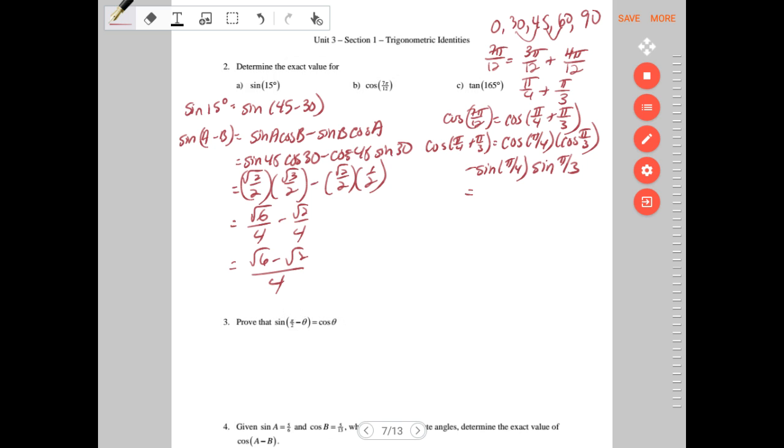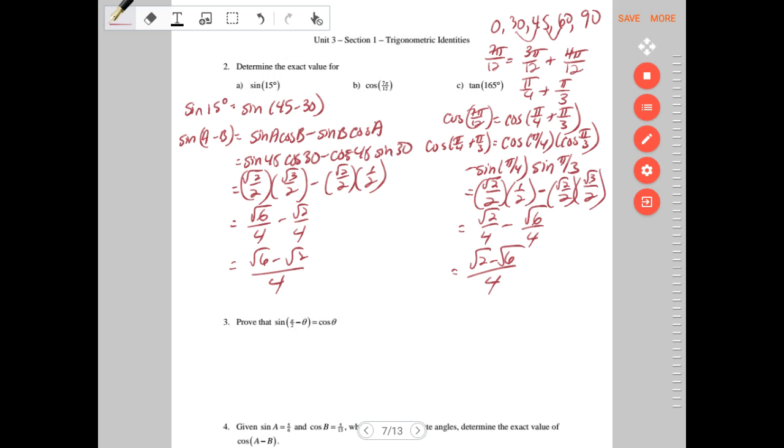Cos of pi over 4 is root 2 over 2. Cos of pi over 3 is 1/2, minus sine of pi over 4 is root 2 over 2, and sine of pi over 3 is root 3 over 2. Okay, let's simplify. That becomes root 2 over 4 minus root 6 over 4, or root 2 minus root 6 all over 4, because they have the same denominator.